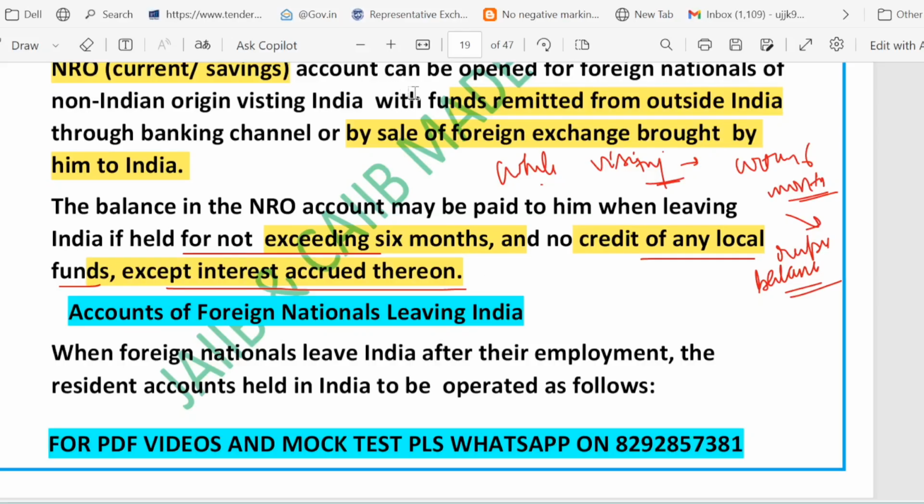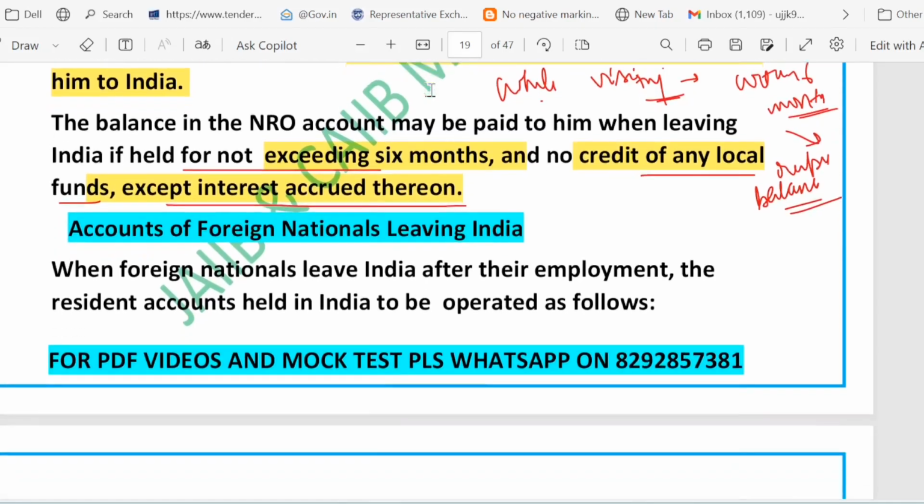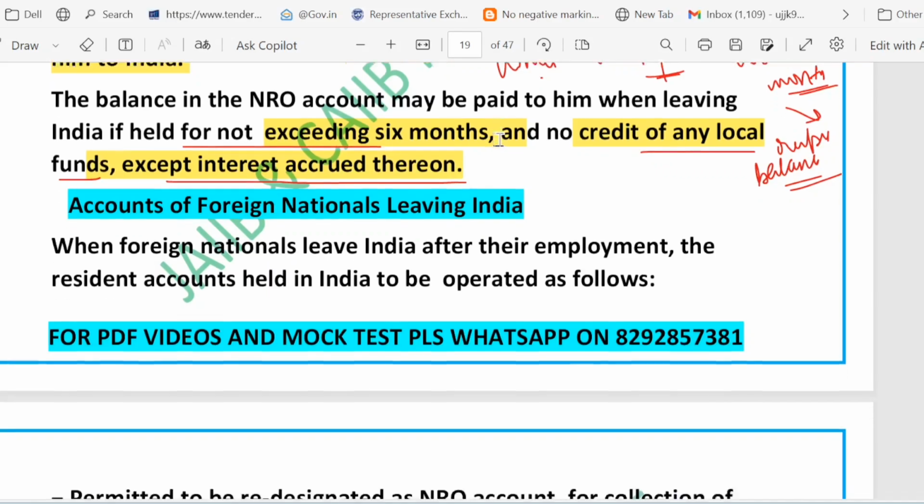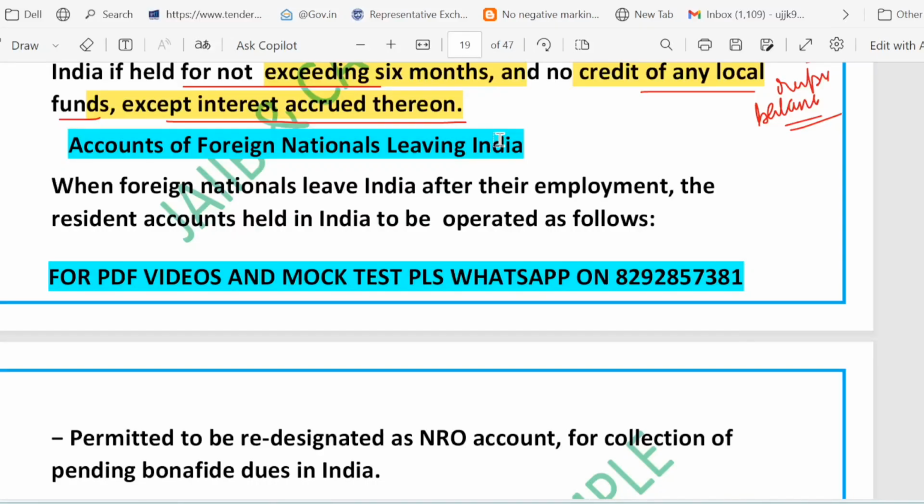So basically, short-term visitor accounts are for foreign funds brought in or remitted, not for local Indian income. You can deposit money you brought or wired from abroad. You cannot deposit money earned locally in India except interest. Now let me give you one quick example to make it clearer.